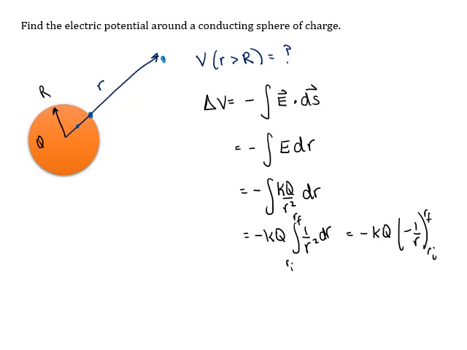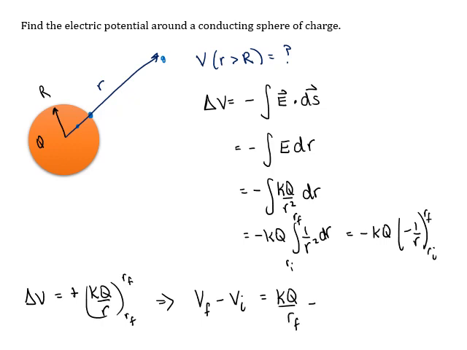Minus times a minus is going to give us a plus, so delta V is equal to plus k times q over r, evaluated at Rf and Ri. So our delta V, which is going to be V final minus V initial, equals k times q over Rf, subtract k times q over Ri. Okay, let's figure out what we mean by Rf and Ri next.